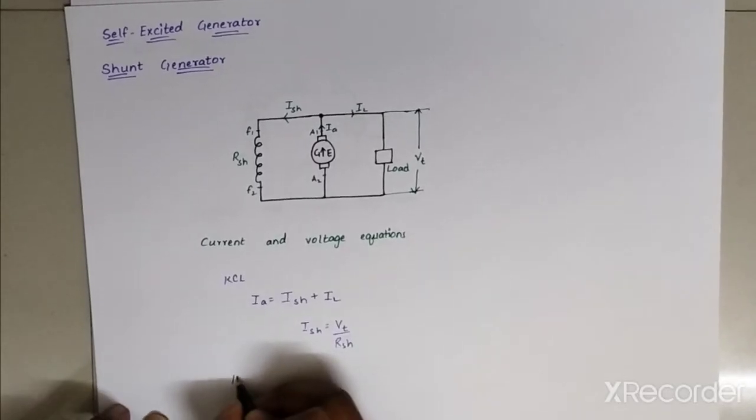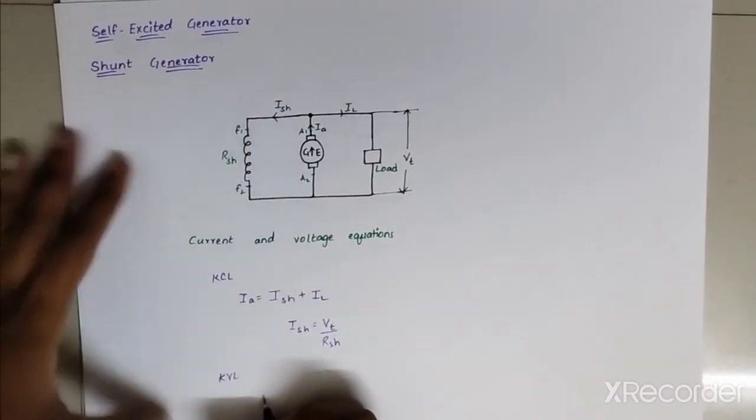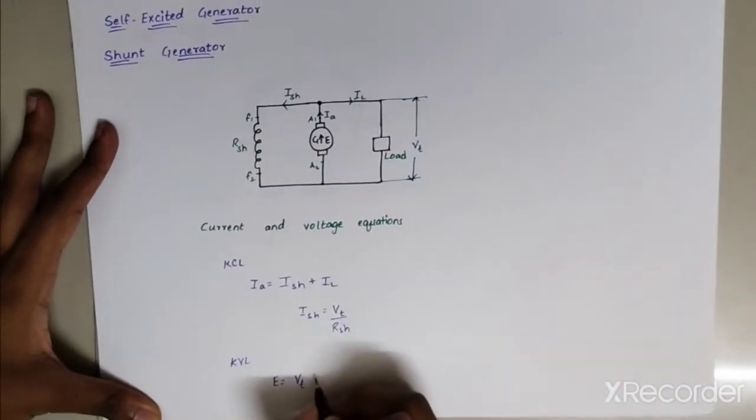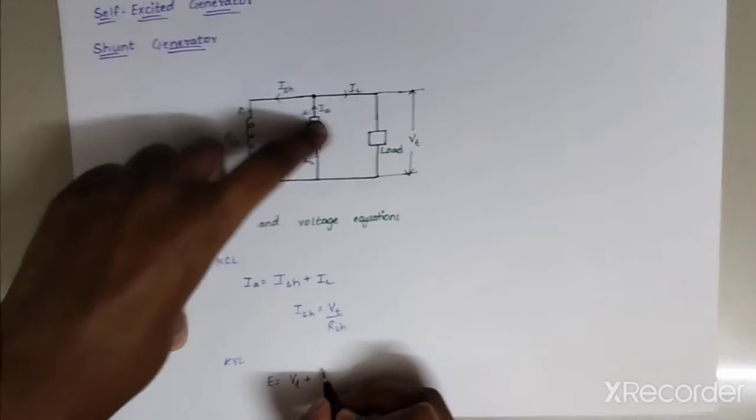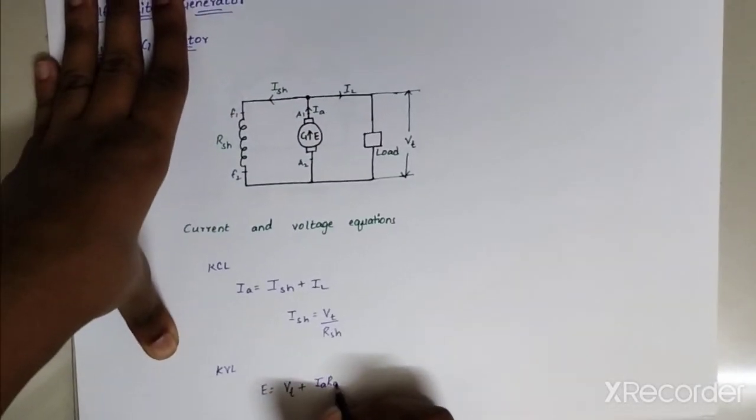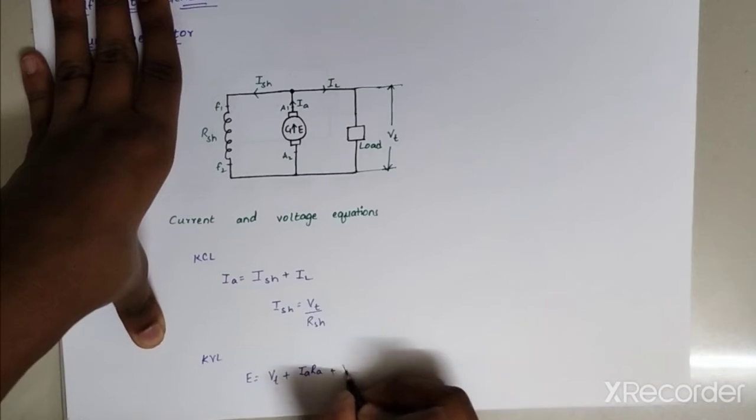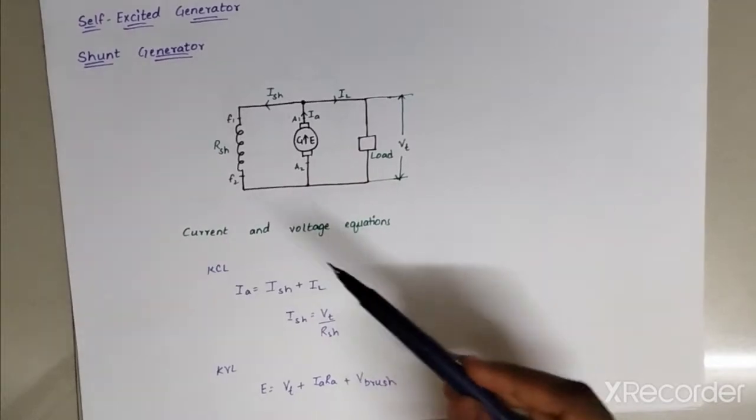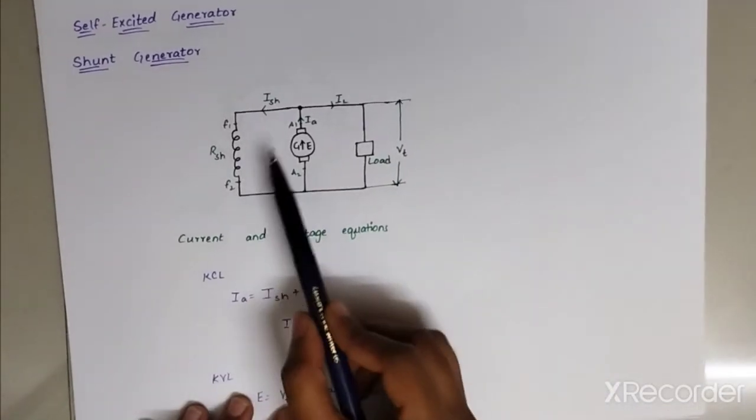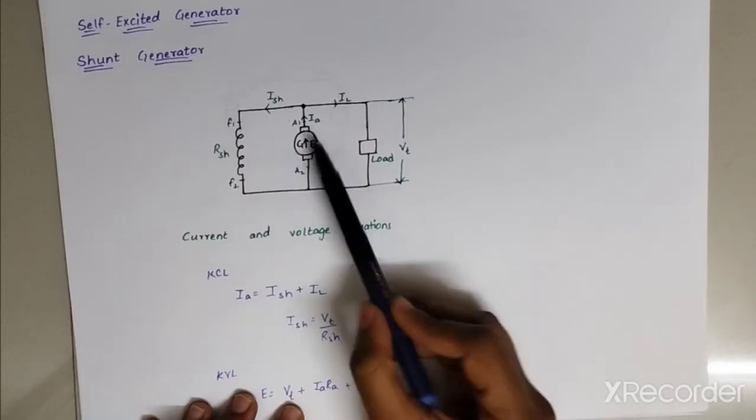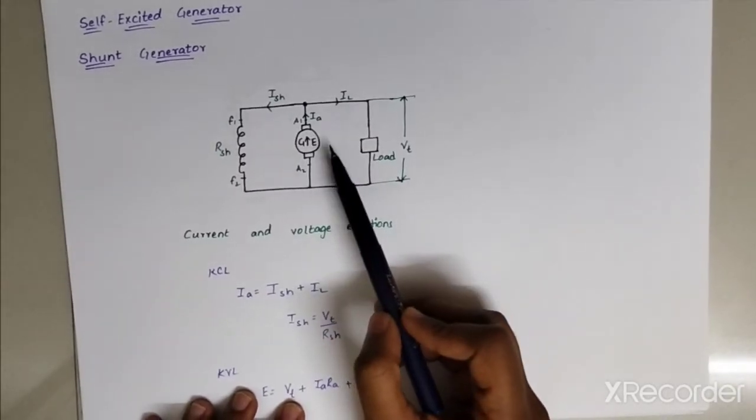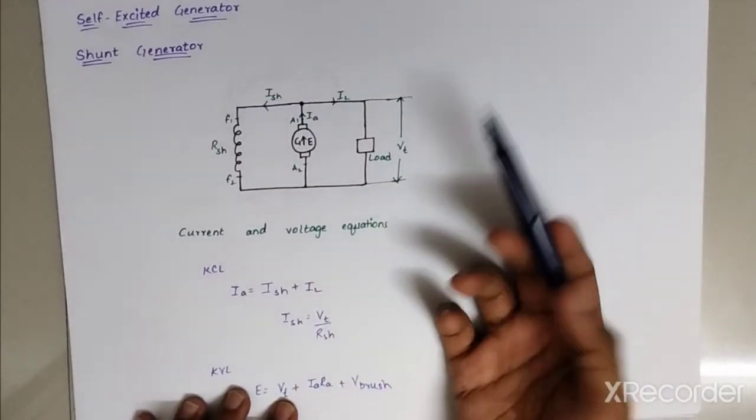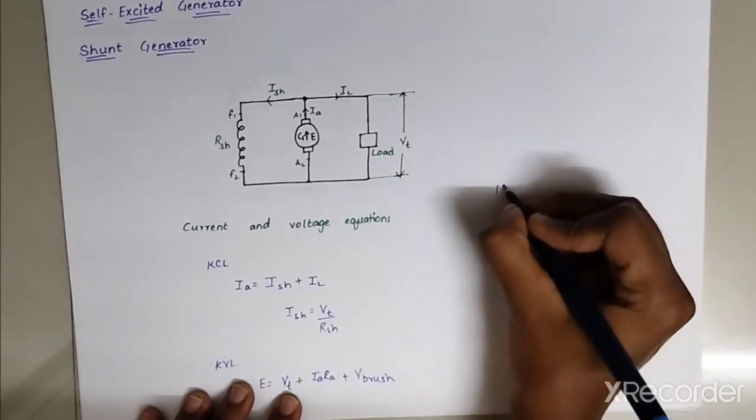And now, by applying KVL, we get the EMF in the armature E equal to the voltage drop across the load VT plus IA into RA, where RA is the resistance of the armature, and VT is the voltage across the brushes. This is the KVL for this circuit. Now here the field winding is connected in parallel and its resistance RSH must be high. To produce high resistance, the field winding must be of thin wire and contain many more turns, and the resistance here is approximately equal to 100 ohms.